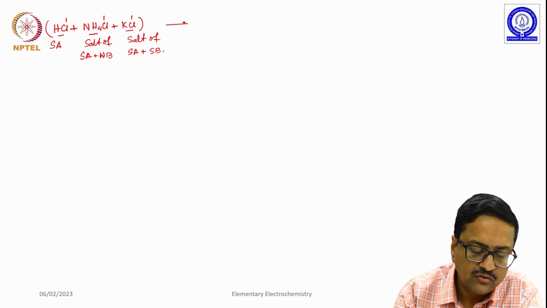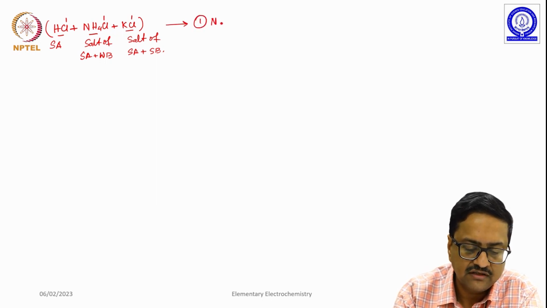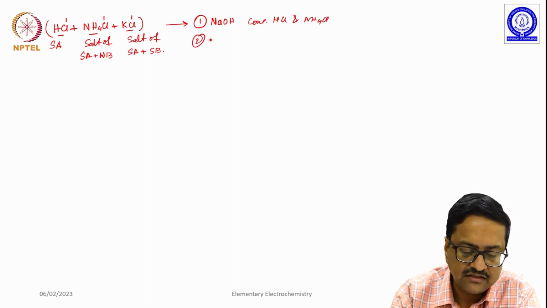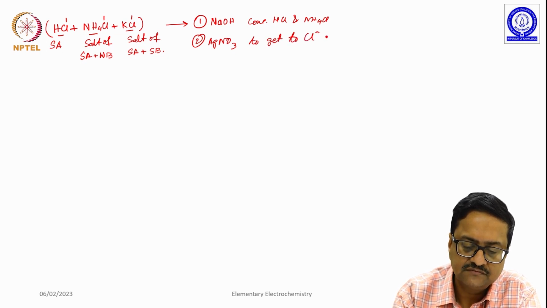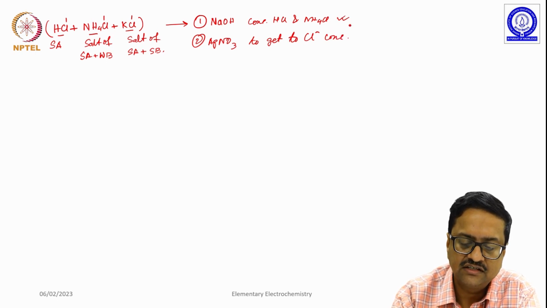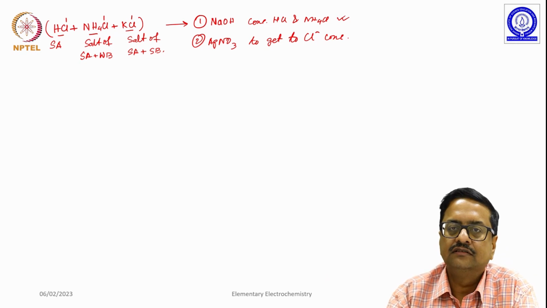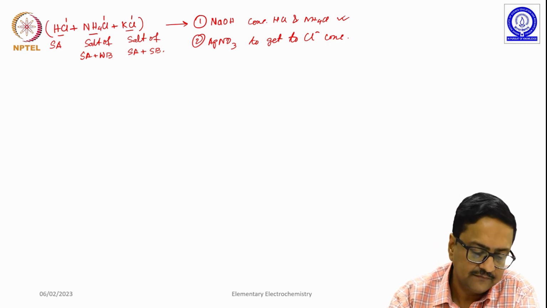So one can do one titration using strong base NaOH to get the concentrations of HCl and NH4Cl, and one can do a second titration with AgNO3 to get the total chloride concentration, and from that one can subtract the concentrations of HCl and ammonium chloride and get the concentration of KCl.